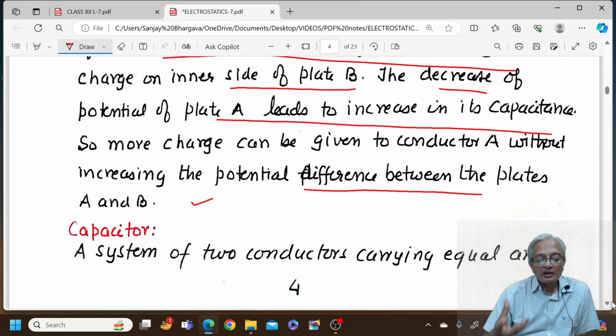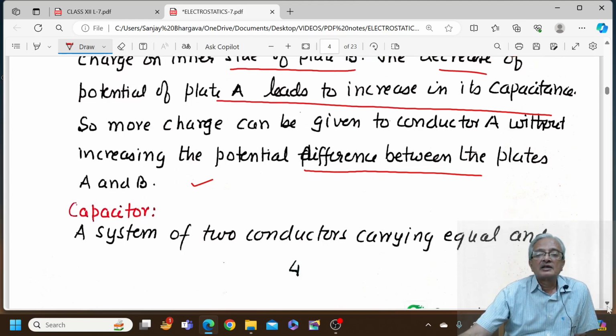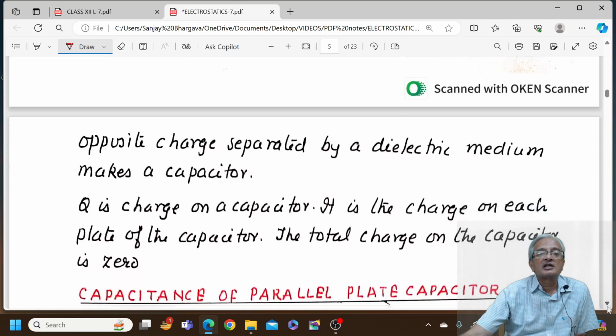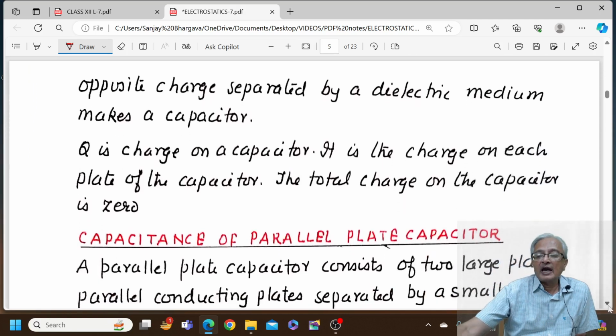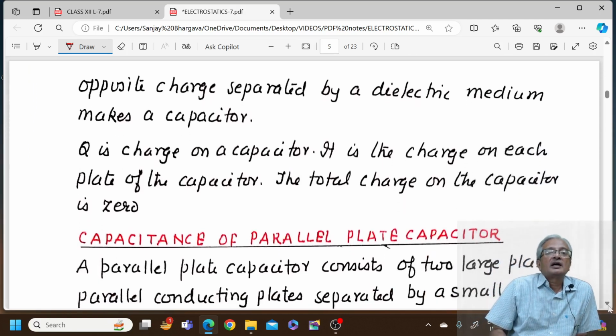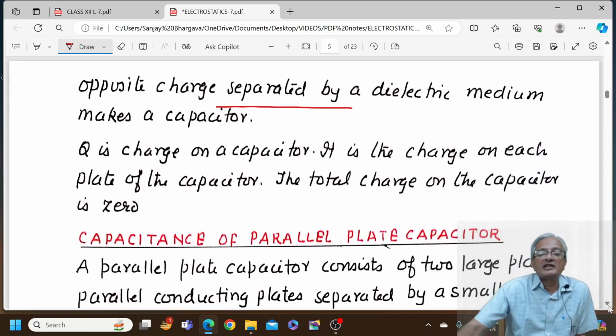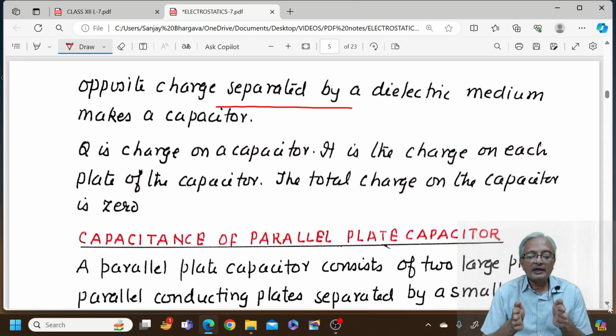Now the question is, what is a capacitor? A system of two conductors carrying equal and opposite charge separated by a dielectric medium makes a capacitor. So we have two plates here. One plate carries a positive charge, another carries a negative charge, and now you separate them with the dielectric medium. This system would then be called a capacitor.